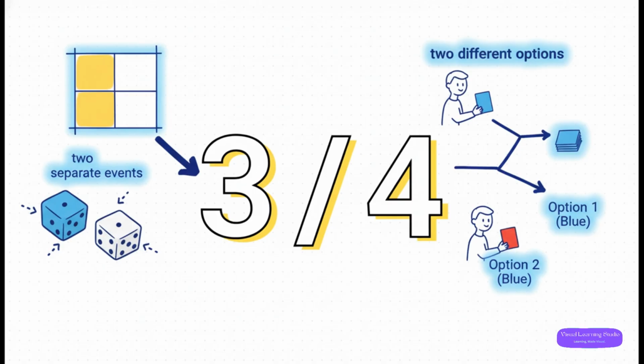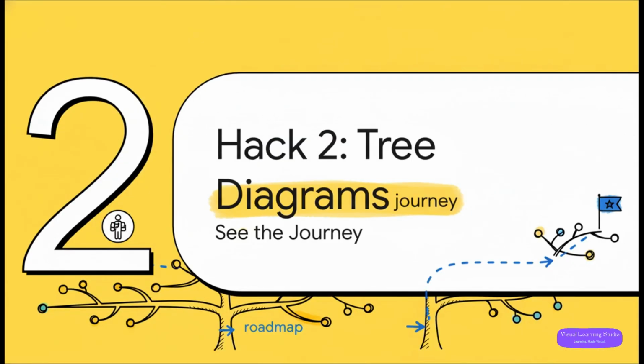So what does that mean? The answer is simply 3 out of the 4 total boxes. That's it. The box method gave us the answer just by looking. This is perfect for any problem with 2 separate events, like rolling 2 dice or picking from 2 different menus. So simple. Okay, let's move on to our second hack. This is for problems that happen in a sequence, one after another. Think of it like drawing a roadmap for your probability journey. We're talking about tree diagrams.